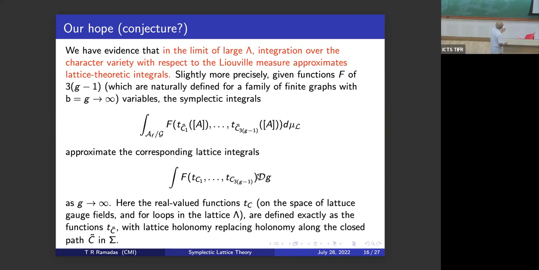The claim, or hope, or conjecture is that these approximate the corresponding lattice integrals, where remember that the difference between the first line and the second is that in the first line I have C tilde, and in the second line I have C. The C tildes are curves on the surface. The C's are closed curves I get in the lattice by retracting the closed curves from the surface to the lattice.